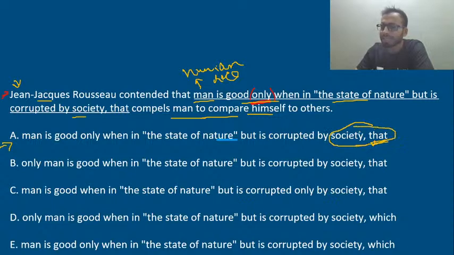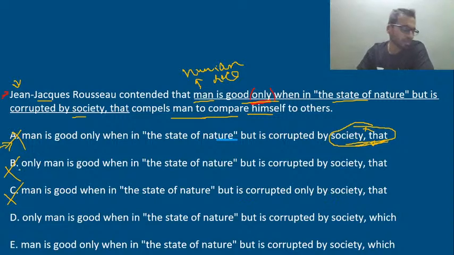Whenever we use "that" in the case of modifiers, we don't use a comma, right? That is used only for essential modifiers. We use a comma for non-essential modifiers, and here we don't need a comma at all, right? So this is an incorrect construction. On the basis of this rule itself, I can eliminate the first three options.